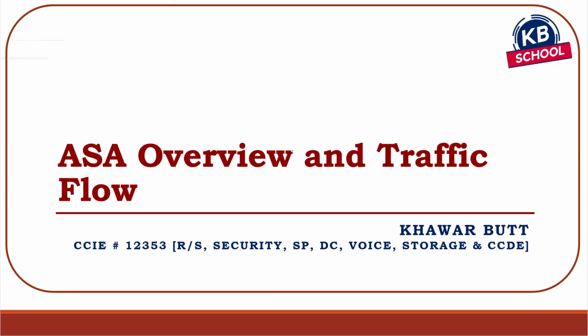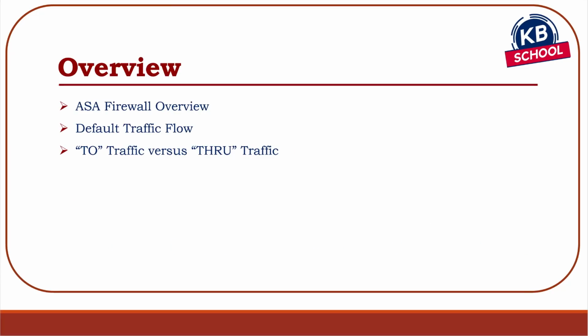In this particular video, we're going to be taking a look at the ASA firewall, an overview of the product, and also how the traffic flows are controlled on an ASA firewall. The main topics that will be covered: we're going to go over the overview of an ASA firewall, where it evolved from, what different capabilities it has, the default traffic flow through the ASA firewall, and then take a look at the distinction between to traffic versus through traffic, and how you control that on an ASA firewall.